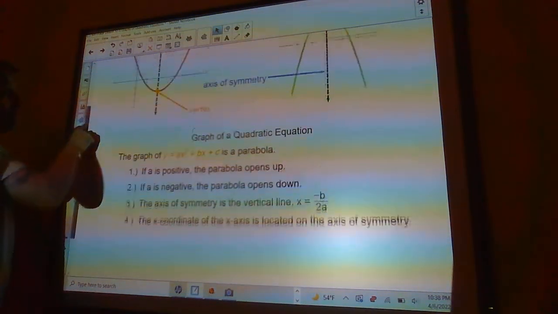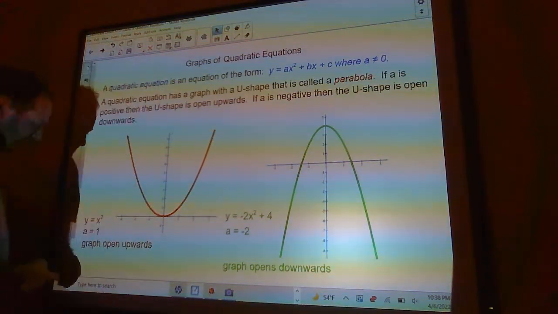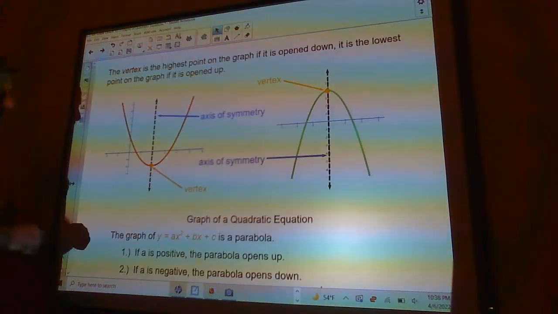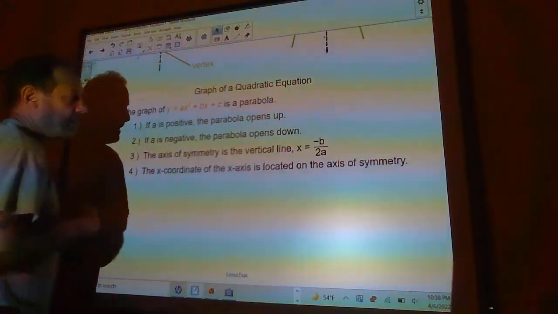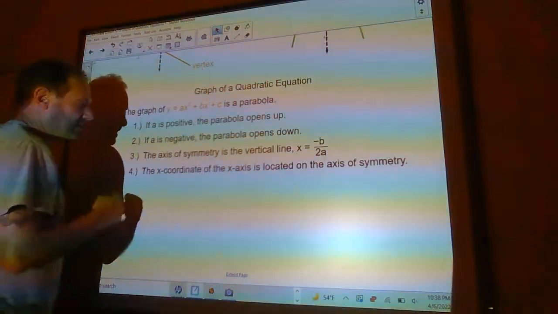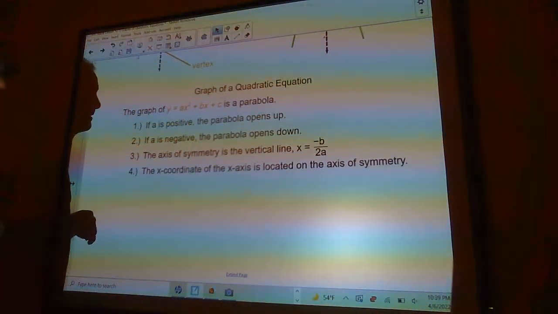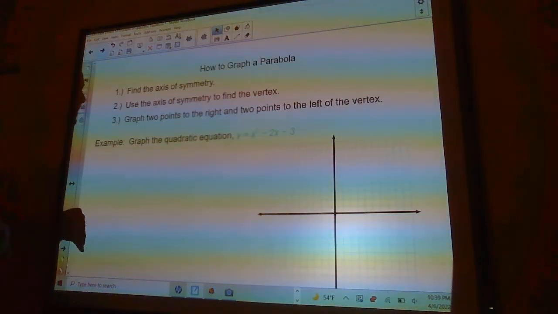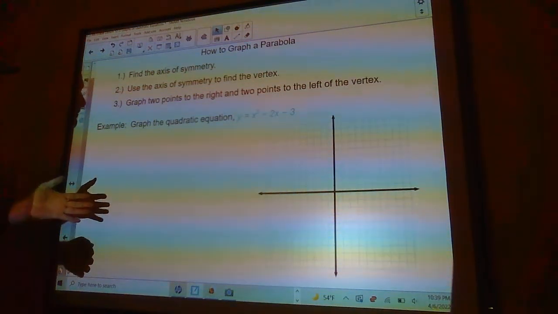Okay, so let's go back here to this one. Well, neither one of these has a b. We'll look at it in the next slide. We'll have a couple. Okay, so I use negative b over 2a as my axis of symmetry, and then I take that number, whatever it is, and plug it into the equation to find the y coordinate, and that gives me the vertex. Okay, so here we go. Find the axis of symmetry, use the axis of symmetry to find the vertex, graph 2 points to the right and 2 points to the left of the vertex. So that's what we're going to do every time we graph a quadratic equation.